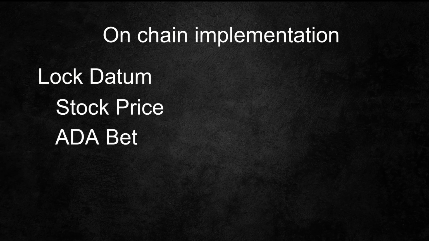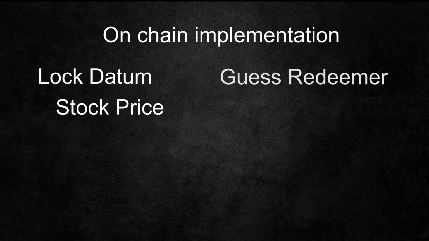Now in this case, the Cardano value is already part of the contract, so we don't need to worry about that. All we really need to store is the stock value. And then for a redeemer, or a guess redeemer, we need a Boolean to represent if the stock price is higher or lower. We'll just say higher is true and lower is false. If the redeemer is correct, they get their money. Otherwise, the money stays in the contract.